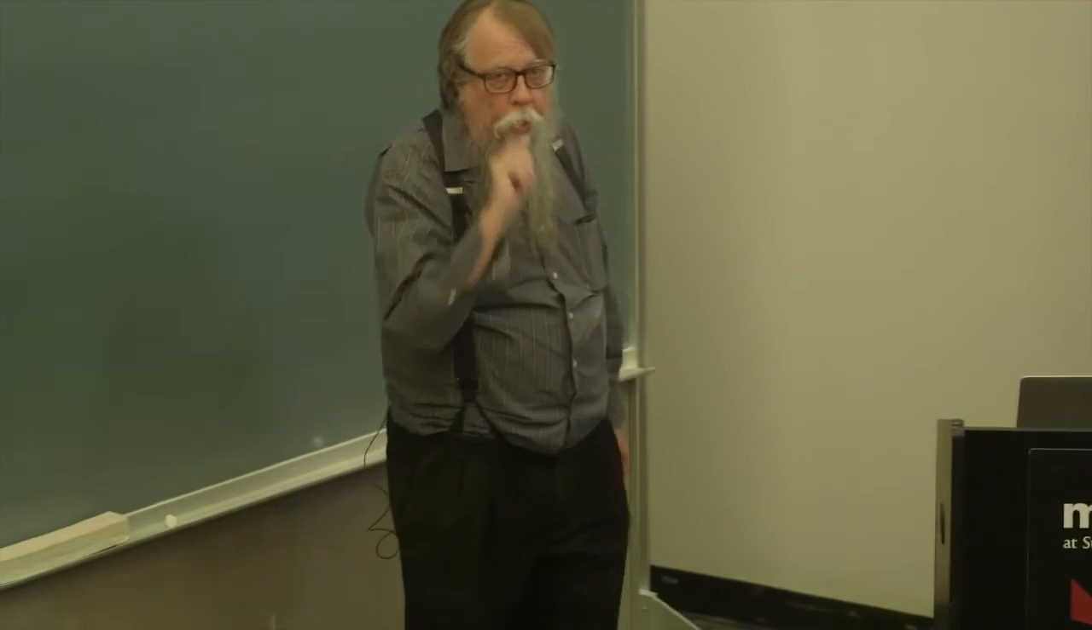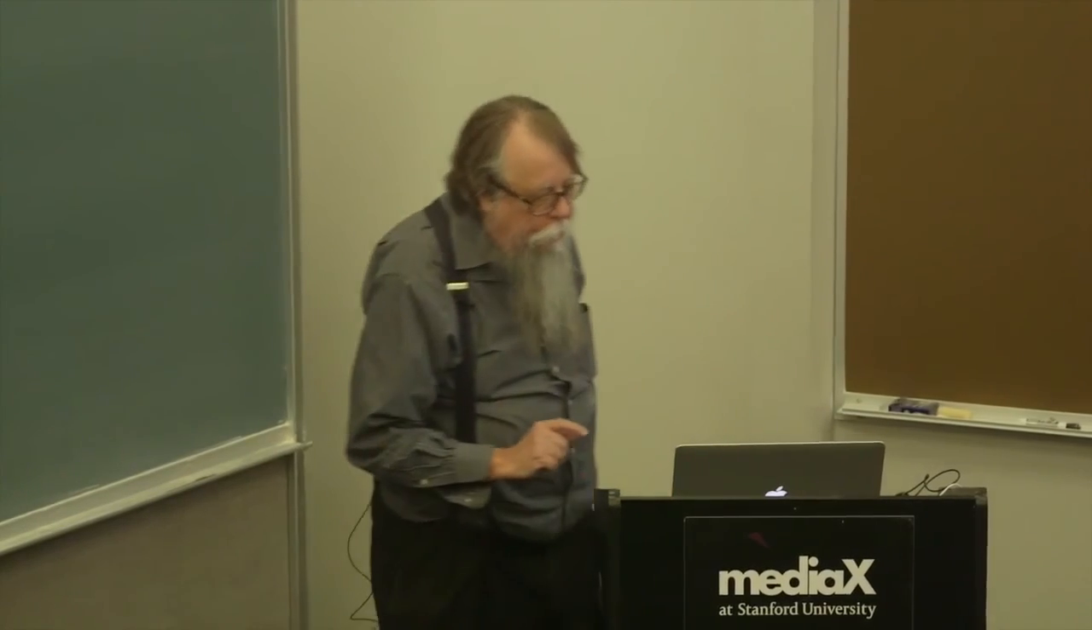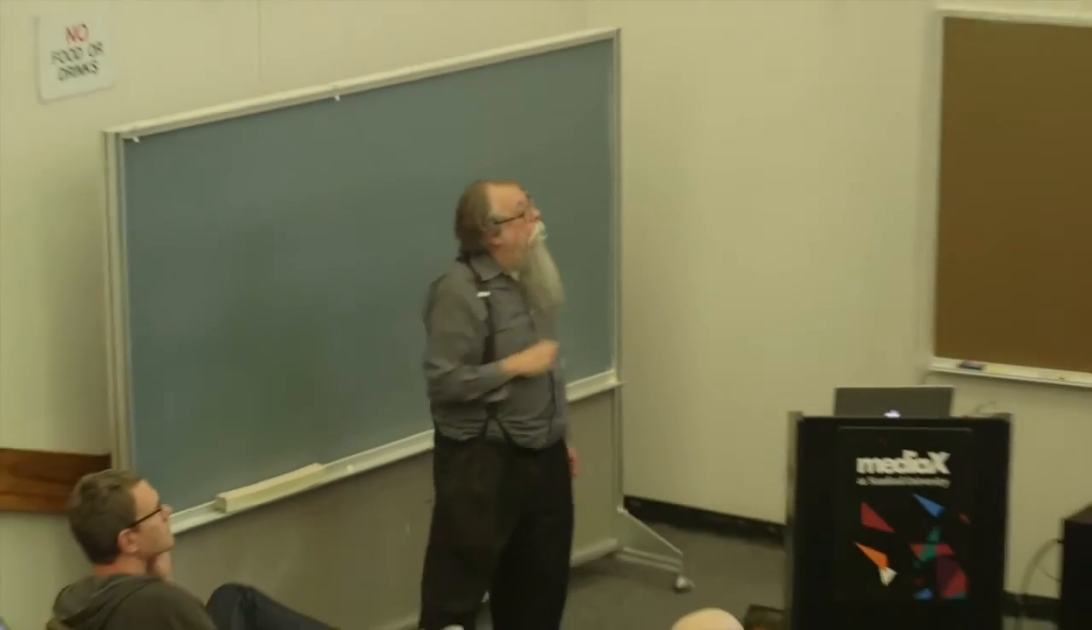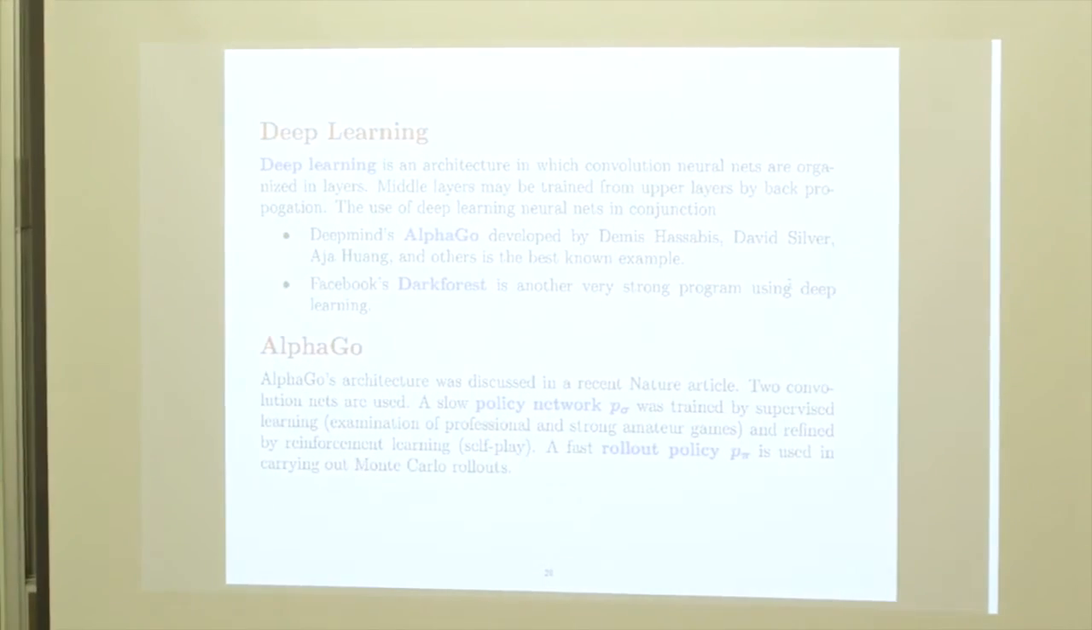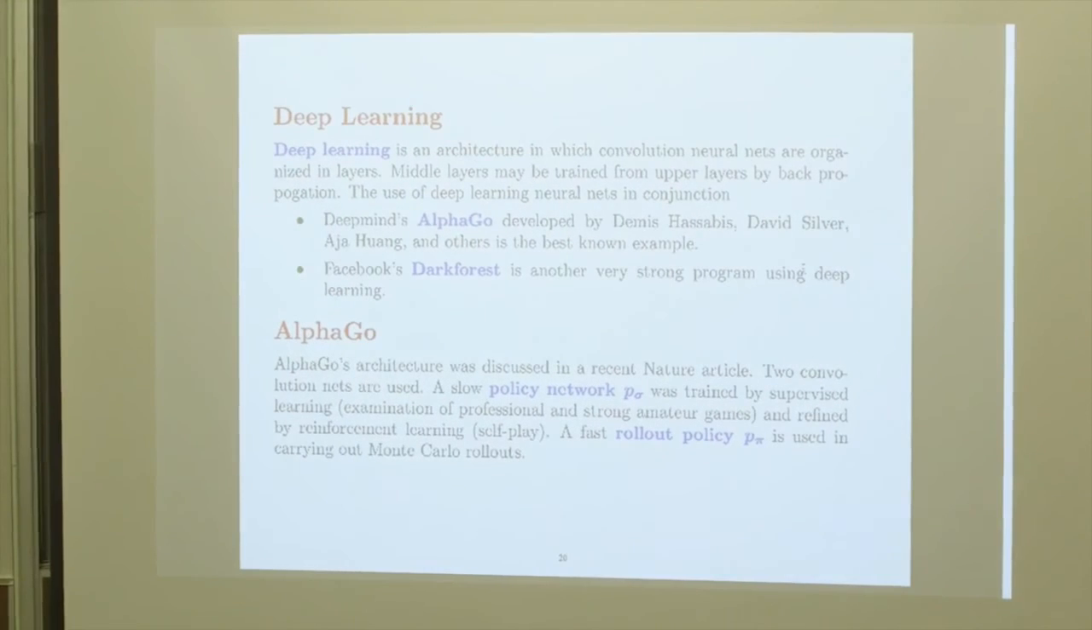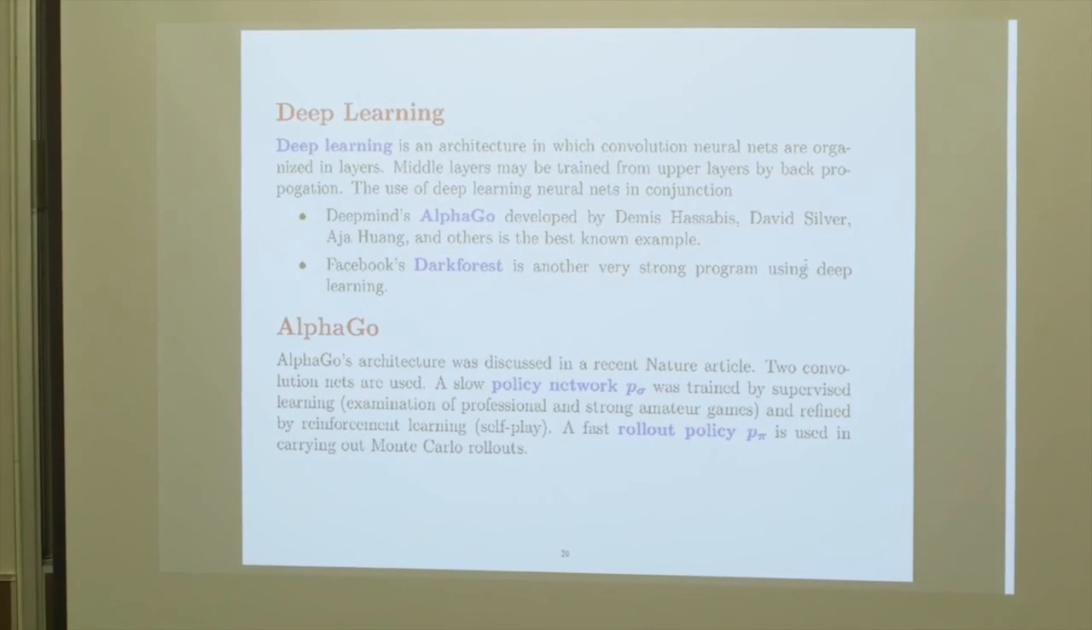For example, the neural net that I just showed you, and obviously the ones that are used by AlphaGo. I should mention Facebook also has a program which, as far as I know, has a similar architecture to AlphaGo, and is perhaps a little bit behind AlphaGo. It plays on the KGS server. It was quite remarkable to see how fast it improved. And I think if AlphaGo hadn't come on the scene, then maybe Dark Forest would have taken its place.